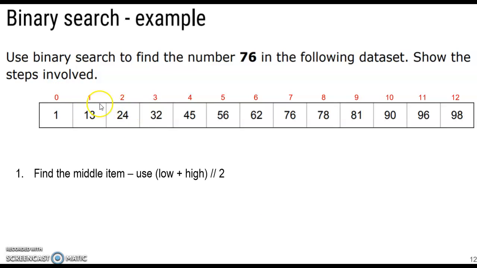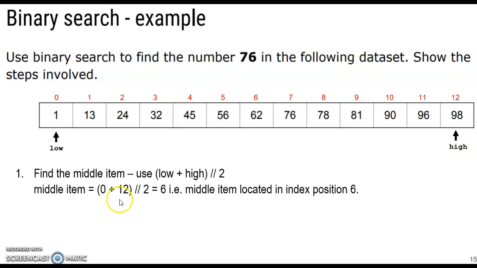Well, this is to do with our indexing. So the low in this data set initially will be set to 0, and the high will be the index of the final element, which is 12. And you will get that using your length of list minus 1. So the low there, as I said, is 0 and the high is 12. And doing out that calculation to get the middle item, 0 plus 12 is 12. Floor division 2 is 6. Therefore, the middle item is located in index position 6, which is 62. So this is where our middle item is located.